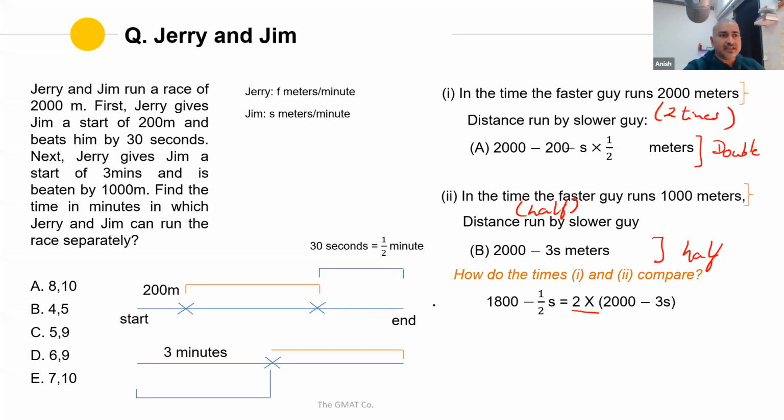What I have basically done is A equals 2 times B. How did I get there? By first realizing that the faster guy would take double the time to cover 2000 meters compared with 1000 meters. And in twice the time, the slower guy would run twice the distance compared with how much he runs in half the time. So that's how I get this equation. 1800 minus half S equals 2 times 2000 minus 3S.